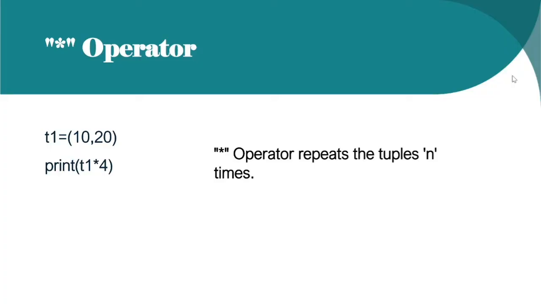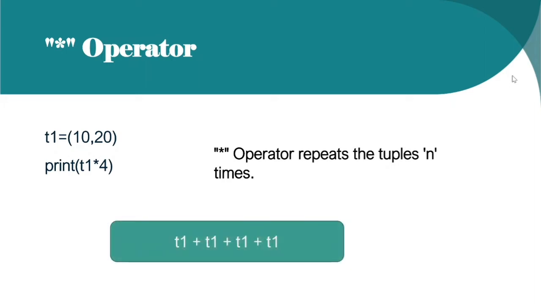The next operator that we have already seen in our list and our string is the multiplication operator, and it repeats the tuple n times. It uses an integer value and multiplies the tuple by it. In the example on your slides, there is a tuple with two values, 10, 20, and we are printing the value t1 into 4. So a tuple will be printed having the values 10, 20, 10, 20, 10, 20, 10, 20, 4 times. It is actually acting as T1 plus T1 plus T1 plus T1, 4 times. It is simpler to write T1 multiplied by 4. So let us see how this works.